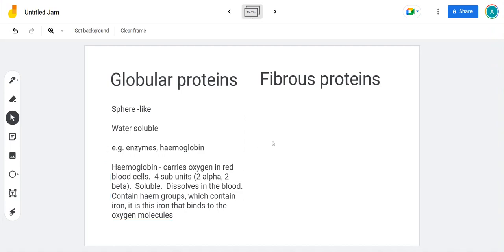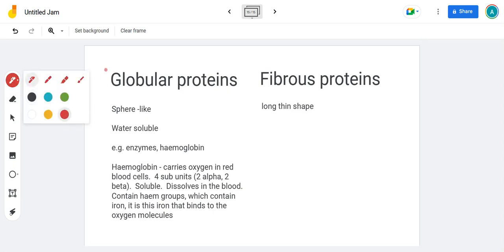Now, the other type of protein is a fibrous protein. Now, rather than being a sphere-like ball shape, it's a long, thin shape. Okay, so if we just draw both of these structures, just to make it really visual, I'm going to draw them in a very simple way. So your globular protein is round, and your fibrous protein is your long, thin protein. Okay, so we've got these two really distinct structures, circular like a ball or long thin shape.